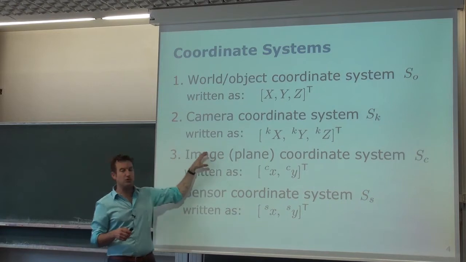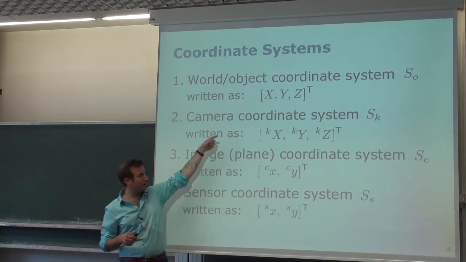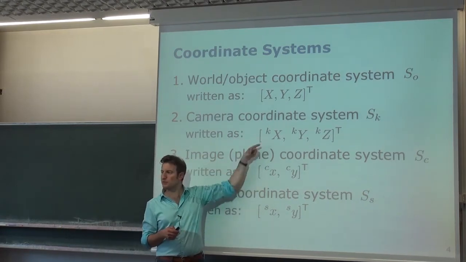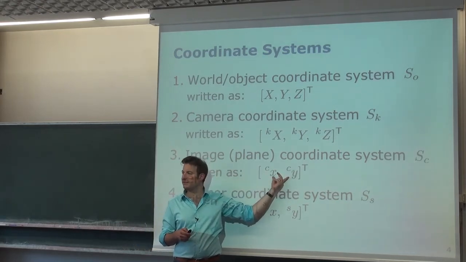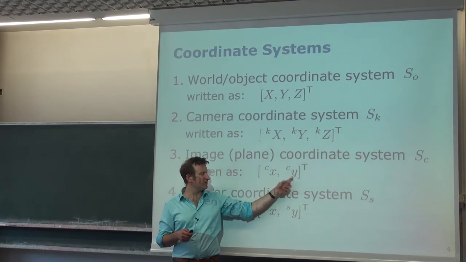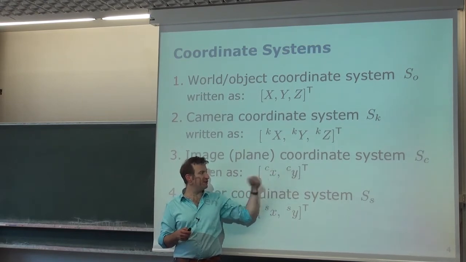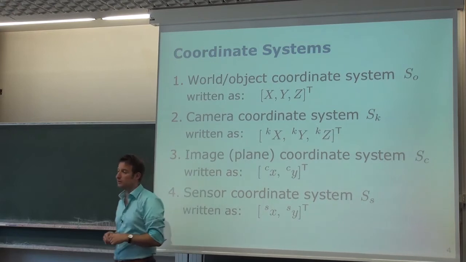Whenever we are in the image coordinate system, now we go from 3D to 2D. That's where the central projection takes place. We are living in a 2D world on the plane. Therefore, there are lowercase letters, and we have the c here indicating that coordinate system.